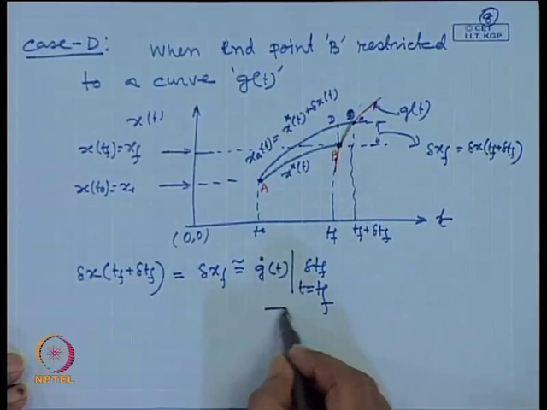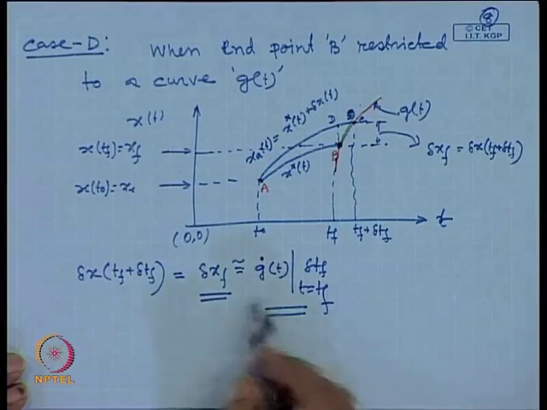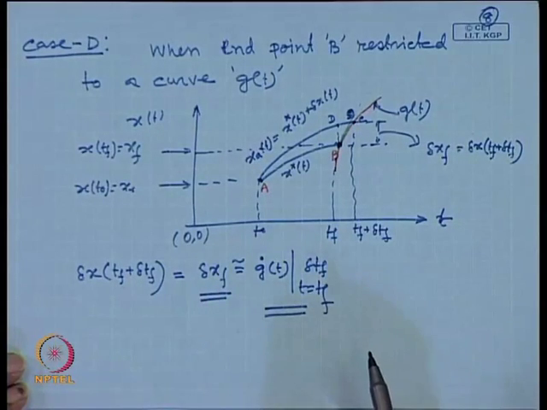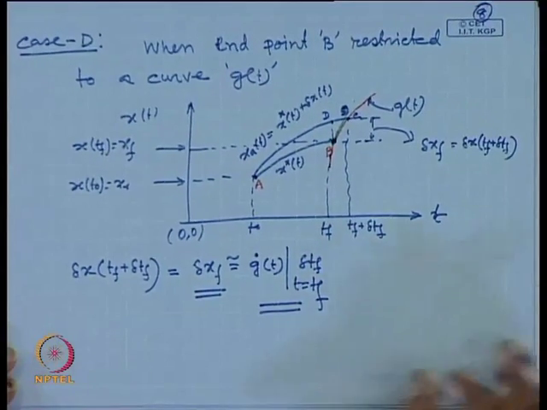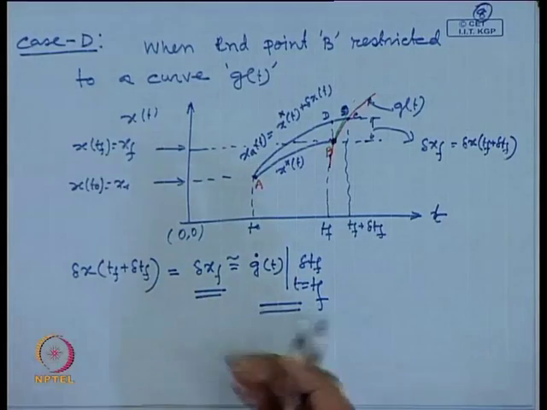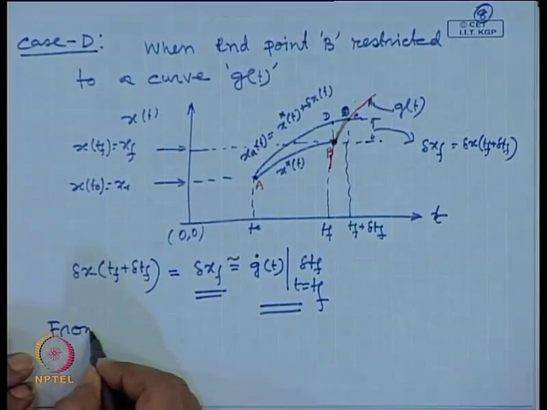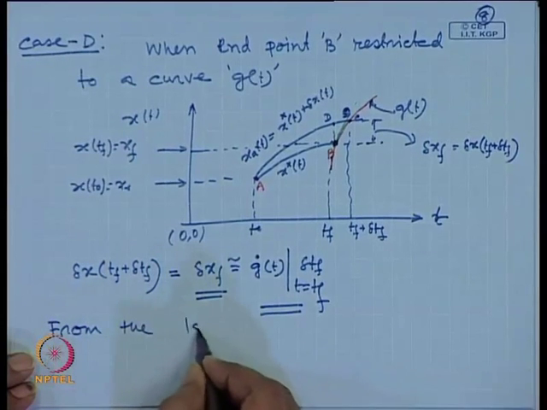So I just replace delta x f by that. Now if you see this expression when we derive it, we can write it from the first variation.